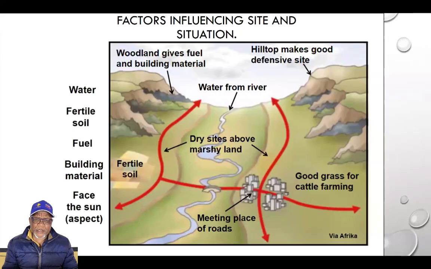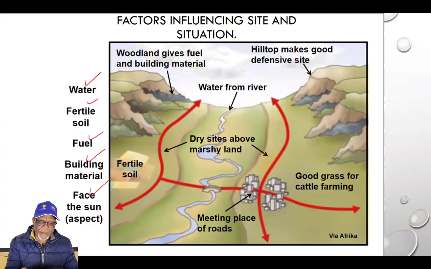Now, let's look at the factors that influence the site and situation of a settlement. We have number one, water. We have fertile soil, fuel, building materials, and the aspect or slope, where the sun is facing. So these will be the factors that influence the site and situation of a settlement.